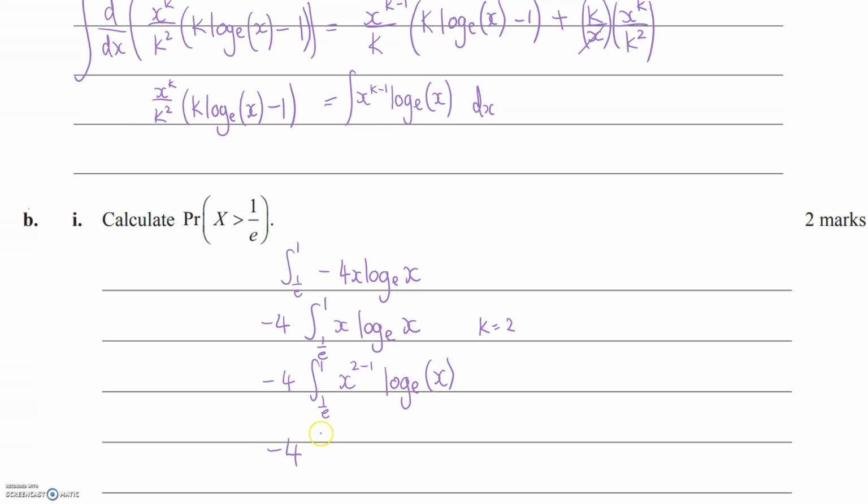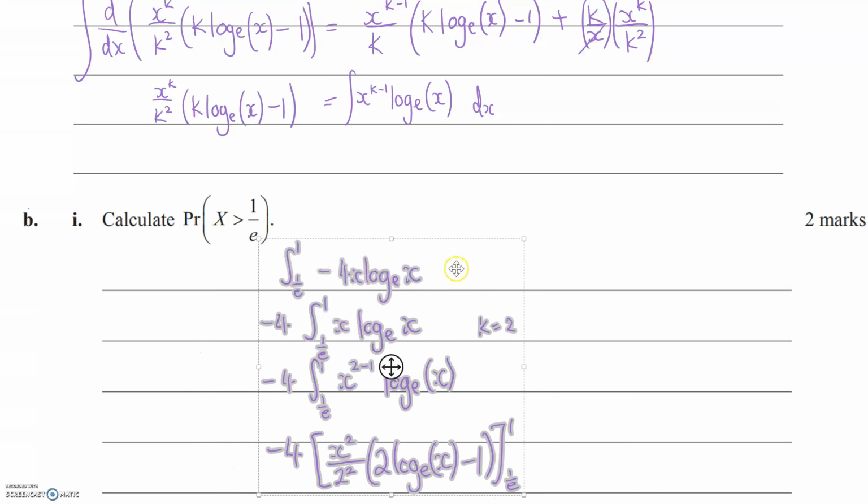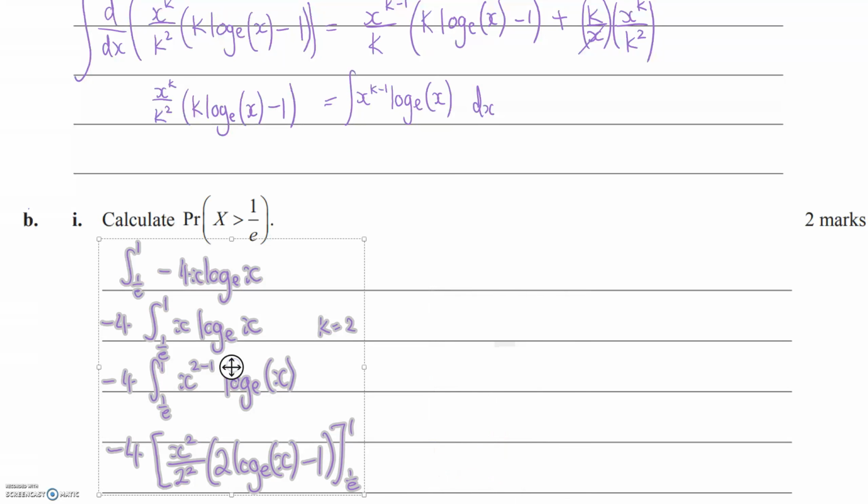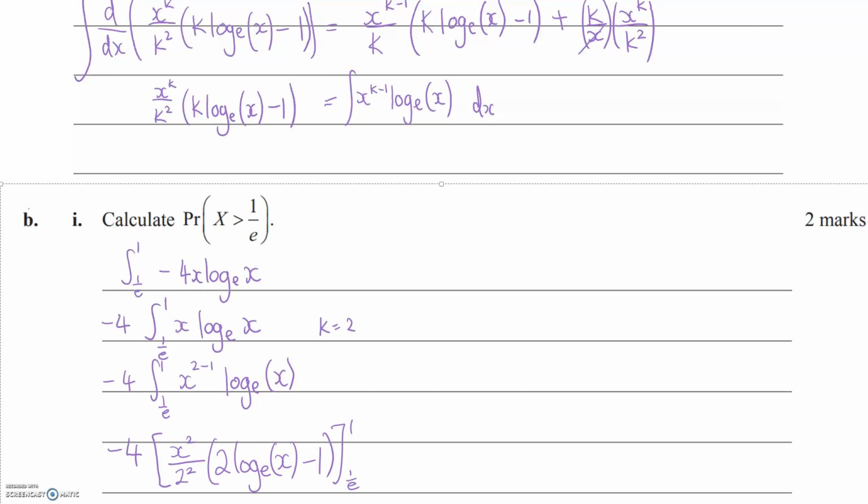So I've got -4 times by x to the power of k, so x to the power of 2, over k to the power of 2, so 2 to the power of 2, times by 2, because that's k, log e to the x, take 1. Alright, and this is between 1 and 1 on e. So this has made that integration much, much easier. And if I now, I'm just going to move this to the left a bit to give myself some space. But basically, I can now just substitute in the 1 and the 1 on e.